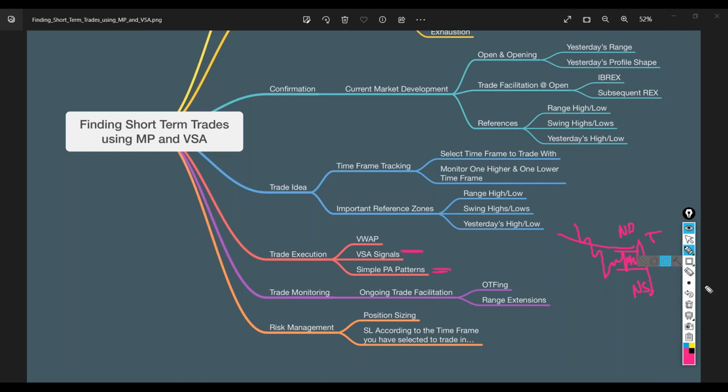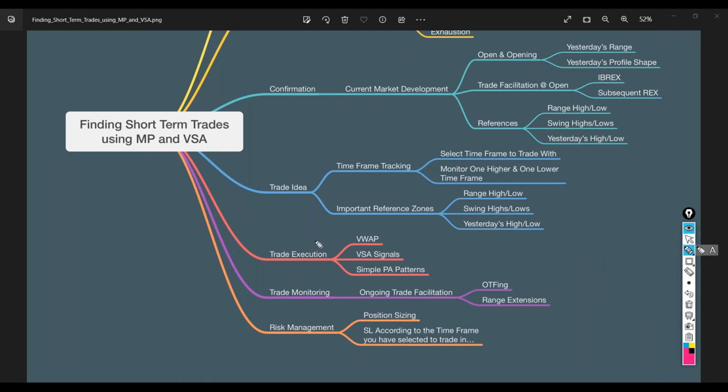Then you look at some simple price action patterns. You will say, why should I complicate? I see a flag developing. If it breaks the flag, I'll sell. Fine, that also works. As long as your context, confirmation, trade idea, everything is on point, even simple price action patterns work flawlessly.